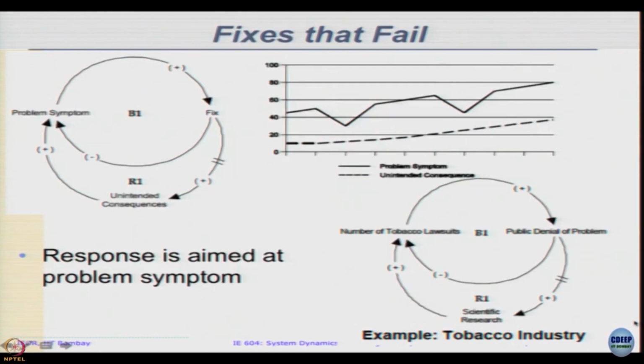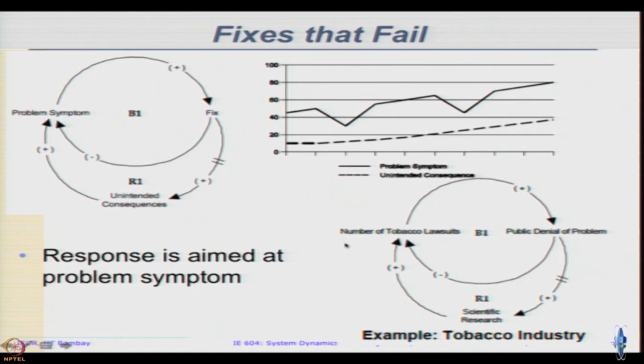Another archetype is fixes that fail. It is very similar to the second archetype we saw. What was the second one? The shifting the burden archetype we saw. Again, we only address the problem symptom, which may cause some other consequences, and the symptom will keep reappearing, just a small part of that.